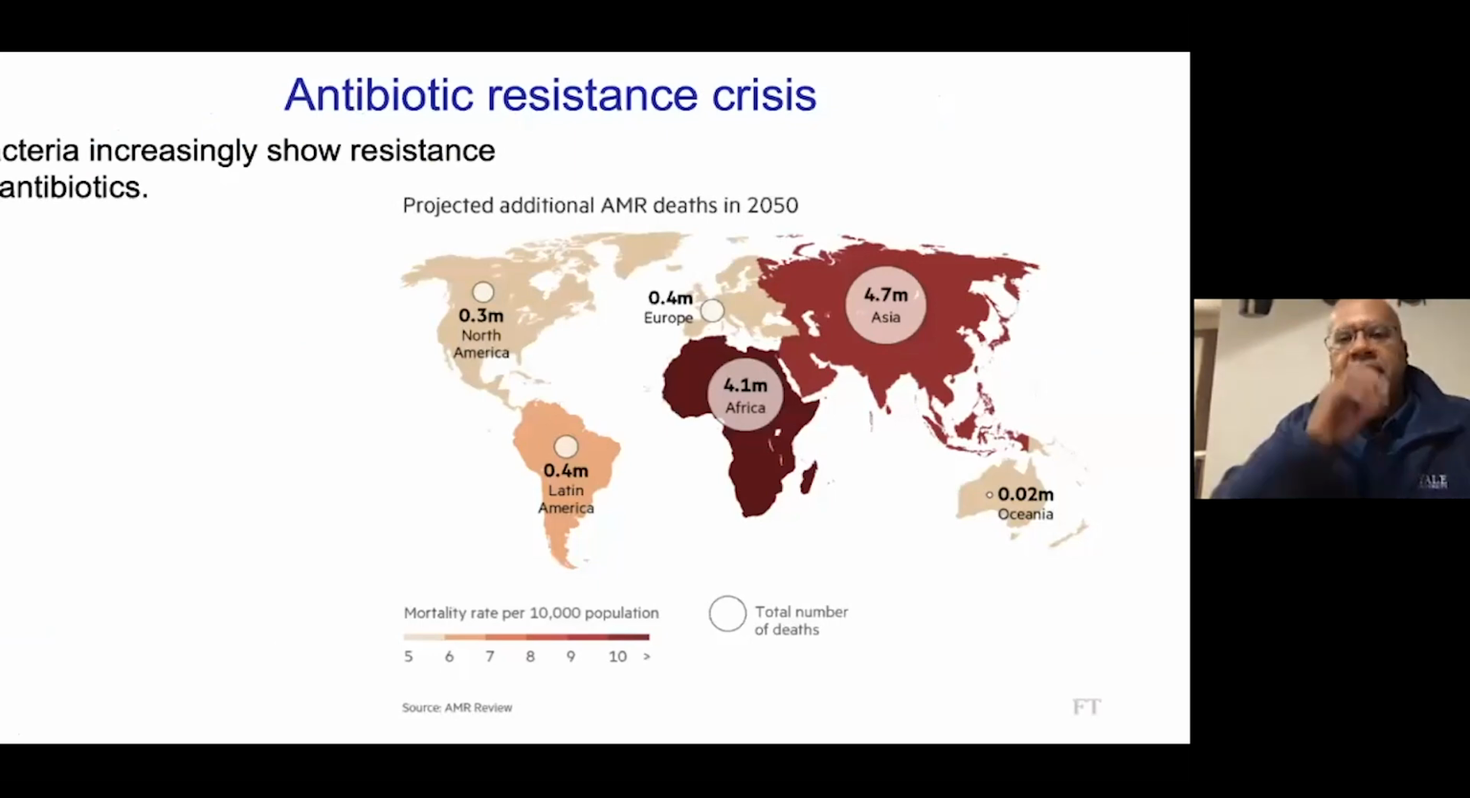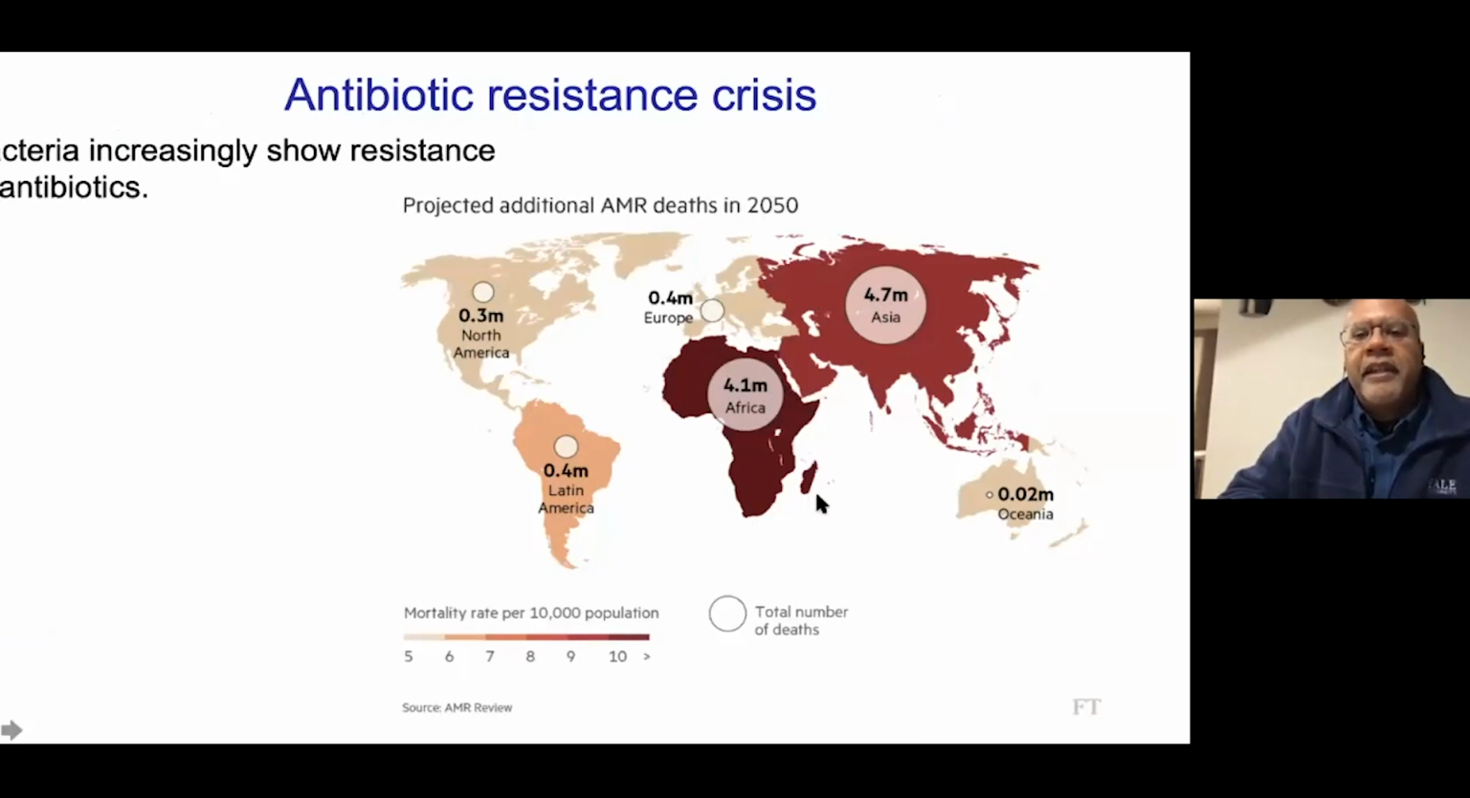These sobering projection maps tell us this story that by 2050, especially in the most populated parts of the world, but essentially throughout the world, you've got millions of people who are expected to be dying from antibiotic resistant bacteria.